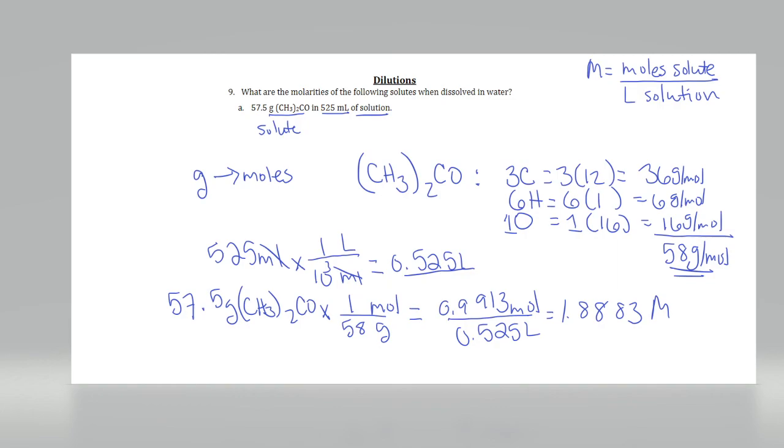At this point, you need to round appropriately. Our problem has 2 numbers in it, the 57.5 and the 525, and those are both 3 sig figs. So we're going to stop at 3 sig figs for our problem at hand. Box it up and go home.